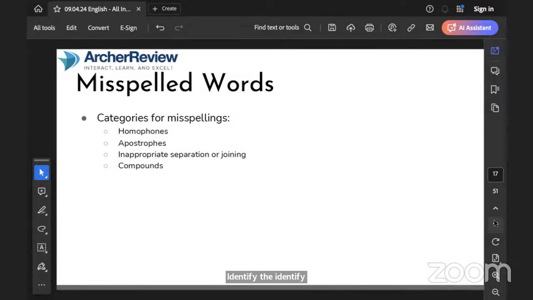So reasons why we have misspelled words. Well, there are homophones, apostrophes, inappropriate separation or inappropriate joining of words, and then there's also compound words. And these four often contribute to reasons why words get misspelled.